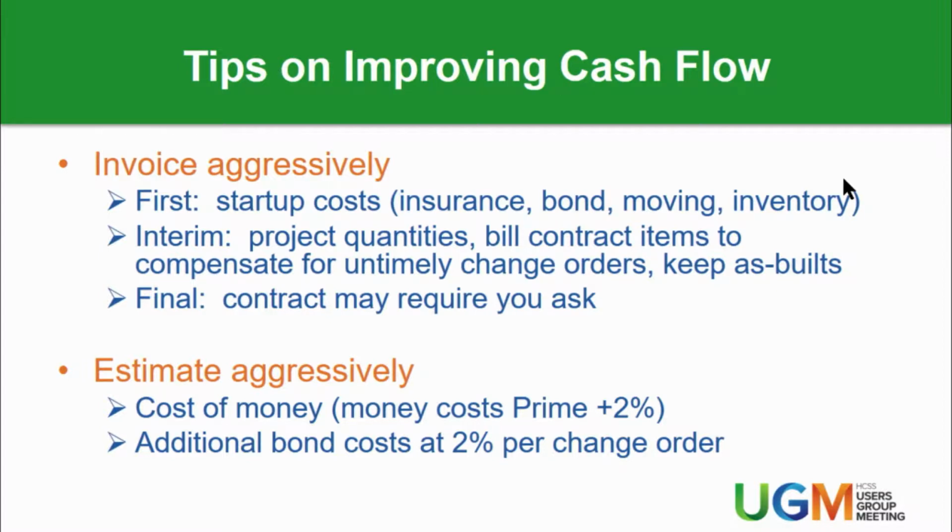Bill your contract items to compensate for untimely change orders. You guys all know how it works, where, oh, I can't get a change order quick enough for that $250,000 extra you did for me when I asked you to drop everything and do it. Well, that favor can be repaid by getting paid forward on some quantities on your progress pay application that you haven't done yet.